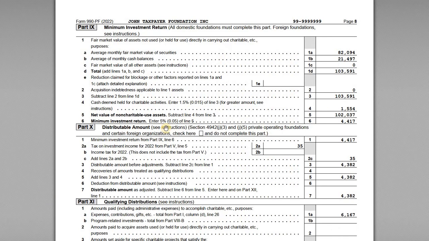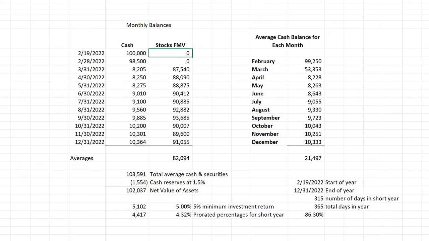Now, the minimum investment return, you see here that it's asking us to use 5% of line 5. But the 4417 isn't 5% of line 5. When you have a short year, you are allowed to prorate it. So the start of the year here was February 19th, end of the year was 12/31. So we have 315 days in a 365-day total for the year. So the prorated percentage is 86.3% of 5%.